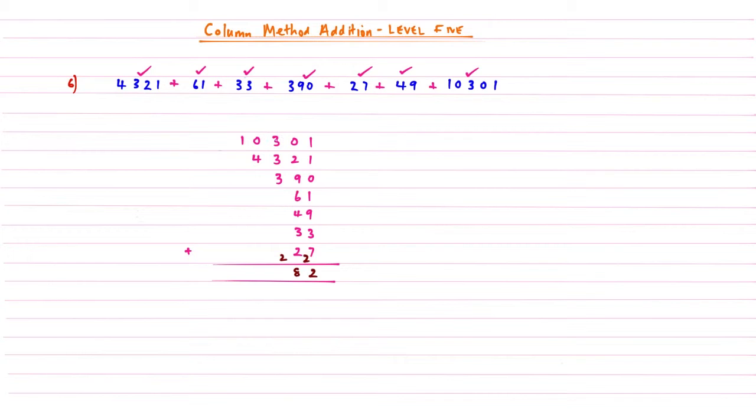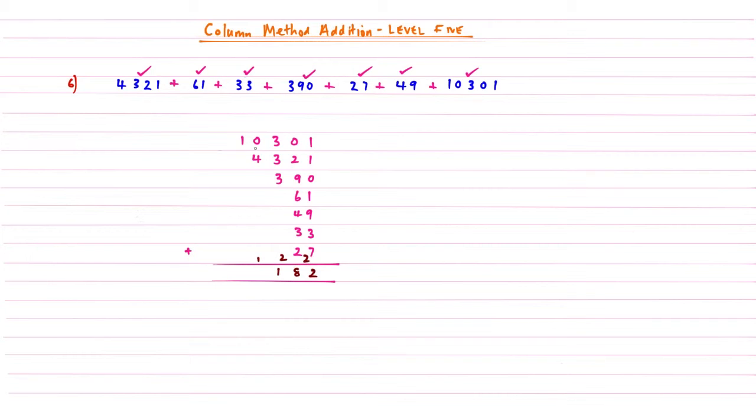Now my hundreds column, 3 3s. Well, I can use a quick bit of multiplication here. So 3 3s are 9. And then add this 2, so that gives me 11. So I carry the 1 into the thousands column, write the 1 unit there.